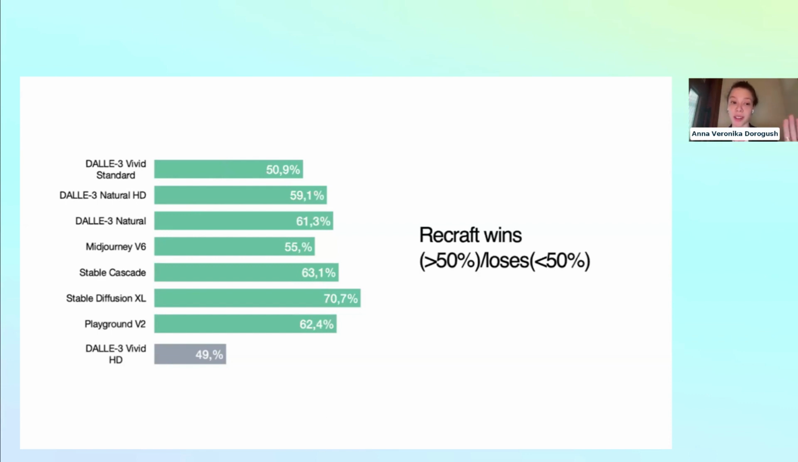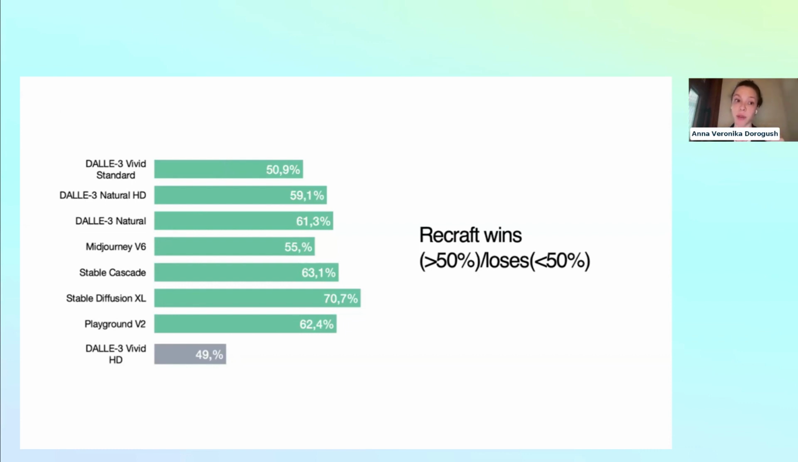Here I'm showing the comparison with Midjourney and DALL-E because they are the biggest players, and also with the open source analogues like Stable Diffusion and Playground. In ChatGPT and in Bing, we don't really know which model is used. The guess is they are using some mix of DALL-E 3, Vivid Standard, Natural, and Vivid HD. So it's some mix of those four models.